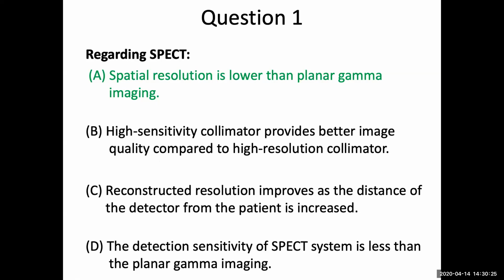The detection sensitivity of SPECT system is less than planar gamma imaging. False, because SPECT detects photons in multiple directions as the detector rotates, however planar imaging detects photons in one direction only. So planar takes in one direction, while SPECT takes in different directions. So the sensitivity with SPECT is better than the sensitivity with planar images. Okay?